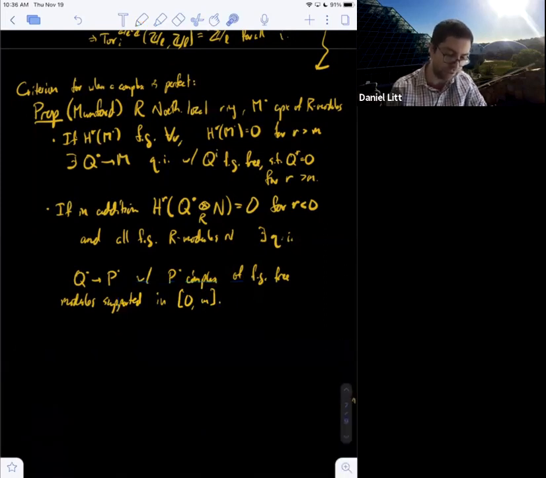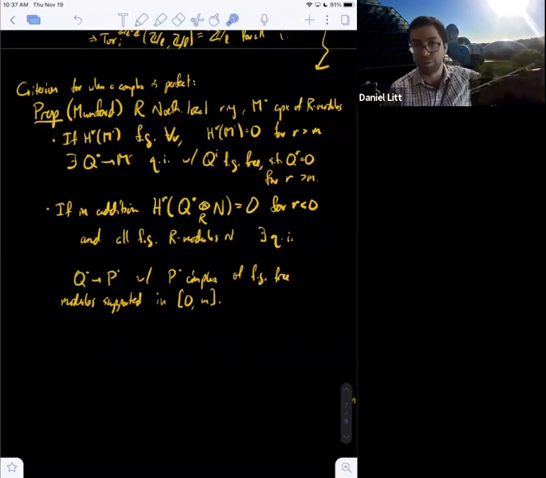So part one says that if we have some cohomological vanishing in high degree and the cohomology is finitely generated, then we can almost get a perfect complex. So we can get a perfect complex quasi-isomorphic to our given one, except that it might be supported infinitely far to the left. So it might not be supported in finitely many degrees. It might not be a bounded complex.